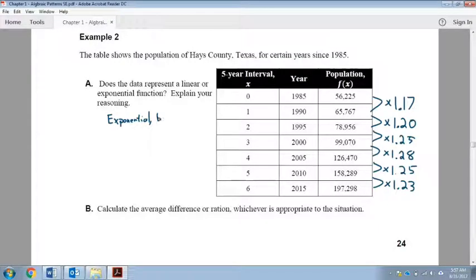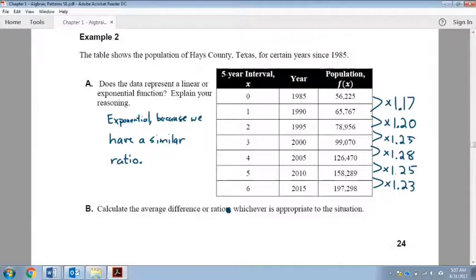because we have a similar ratio all the way down. So calculate the average difference or ratio. That's a typo. Whichever is appropriate to the situation.